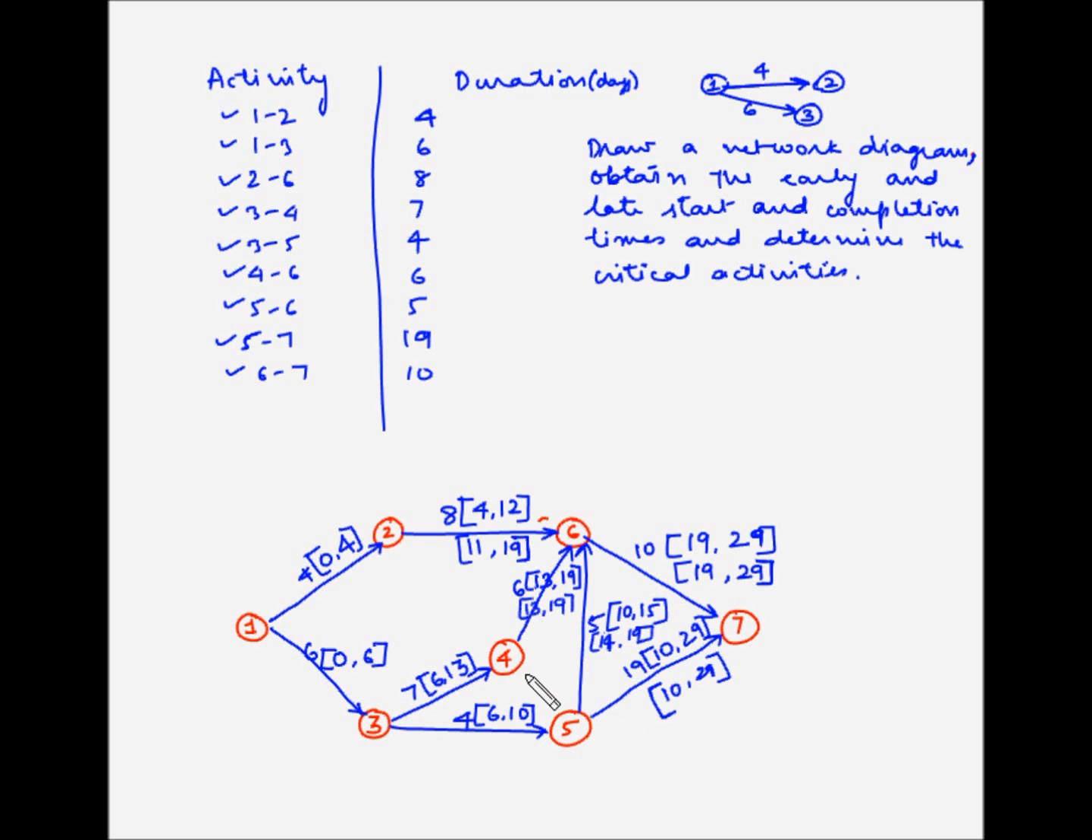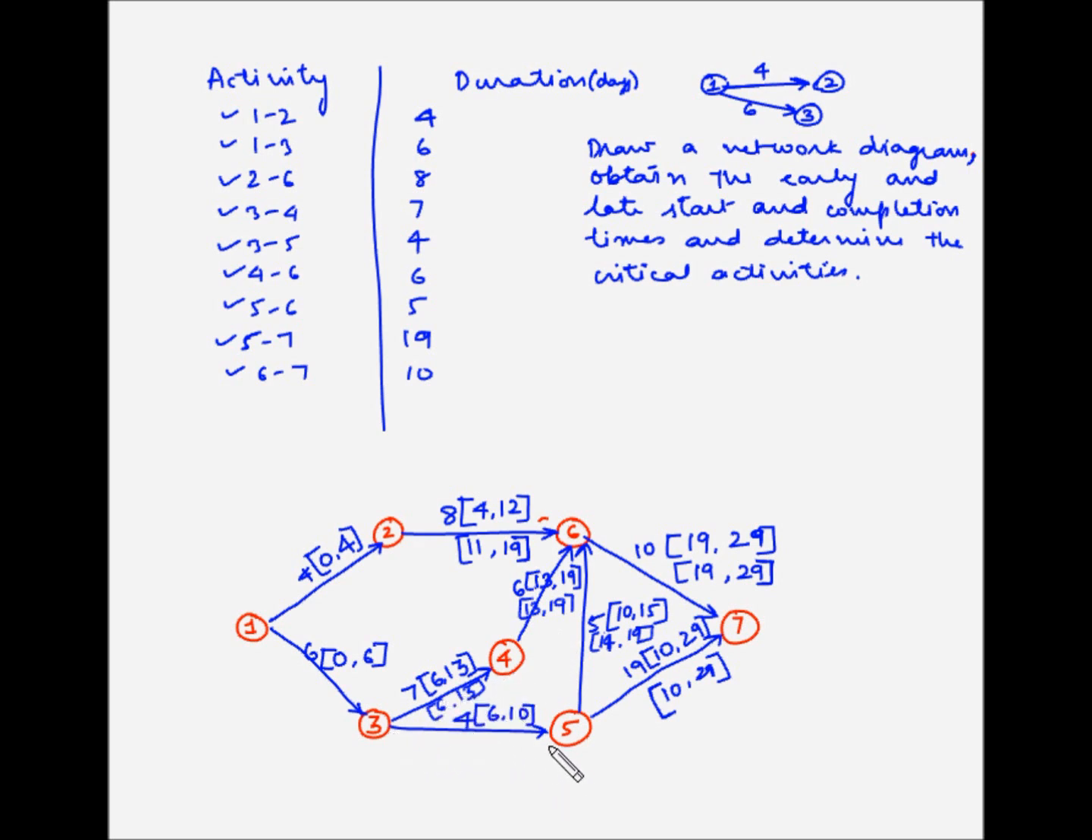Now let's take activity 3-4. So activity 3-4 is the preceding activity for 4-6. Now for activity 4-6 to have the latest start time of the 13th day, activity 3-4 should be completed by the 13th day. So the latest finish time for activity 3-4 becomes 13, and 13 minus 7, which is 6, becomes the latest start time for activity 3-4.